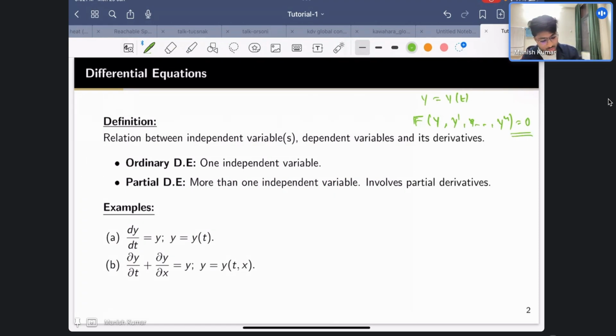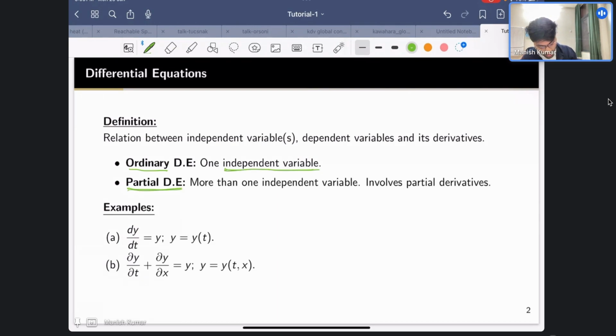Now the moment you introduce another independent variable, for example x, this can be written more generally, involving both time derivatives as well as space derivatives. That's the general representation of a differential equation. The differential equation is called ordinary if there is just one independent variable. If there is more than one independent variable, then we say it is a partial differential equation. I've given one example of each.